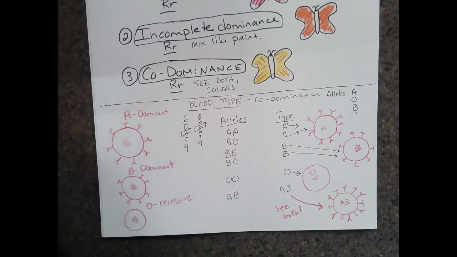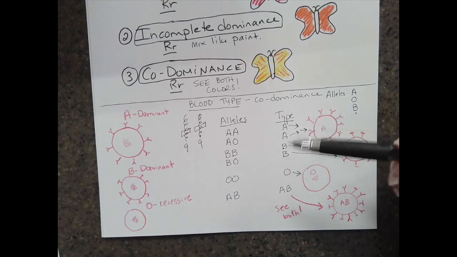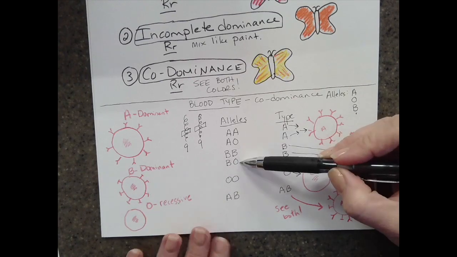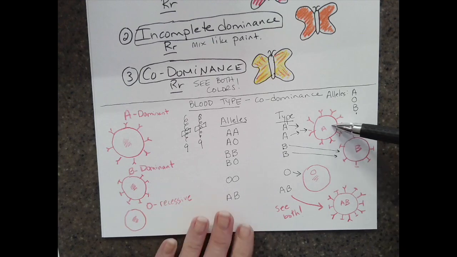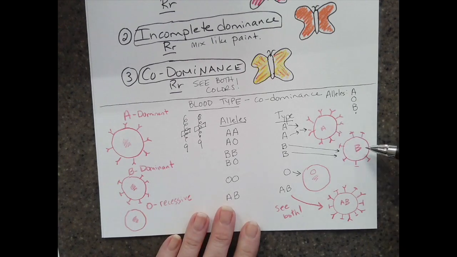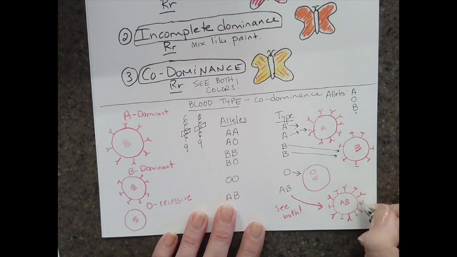This is a great example in the human body of codominance. And it's also paired with regular dominance here and here. So if you have type A, you cannot give your blood to this person or this person. You could give it to this person. If you have type B, you cannot give your blood to this person or this person. You can give it to this person. Their bodies would not recognize this as a problem because their bodies are used to seeing both.